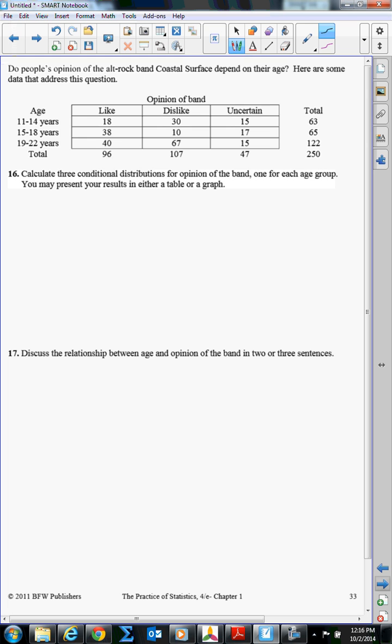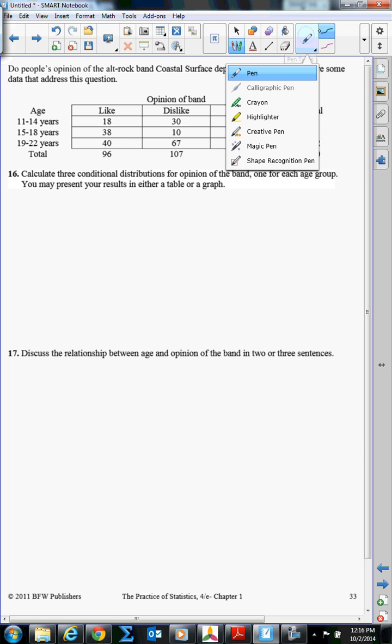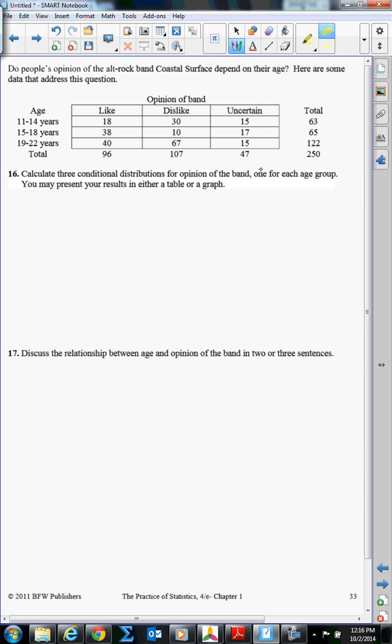The people's opinion of alt-rock band Coastal Surface depend on their age. Here are some data to address this question. So we have a two-way table. Calculate 3 conditional distributions for opinion of the band, 1 for each age group. And then you can present in a table or a graph. So keywords for this one: one for each age group. So I've got an age group, another age group, and then another age group. And I tried to leave the one in the middle as white, so that, there we go. That's not terrible. All right, so that's one for each age group.